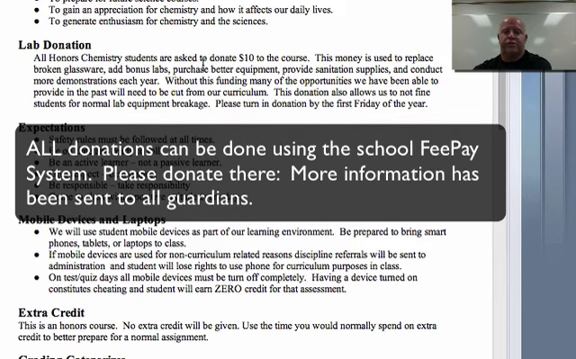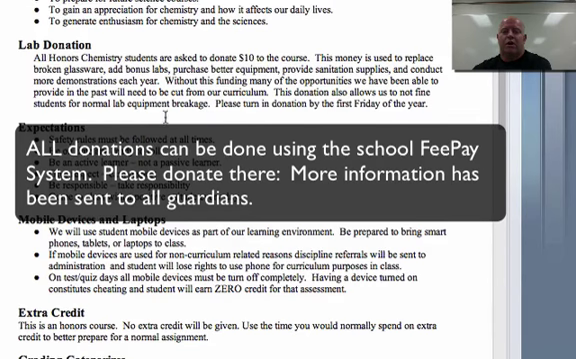The money is used to replace broken glassware, add bonus labs. We actually do some unique, interesting, different labs you would not normally do if we didn't have this extra money. We've been using it to upgrade our equipment, sanitation supplies, and then it allows me to do bigger and better demonstrations for you guys throughout the year. If we don't get the funding and the donations don't come in, then we just start cutting from our program in terms of that stuff. And usually those bonus labs and those more fun things get cut.